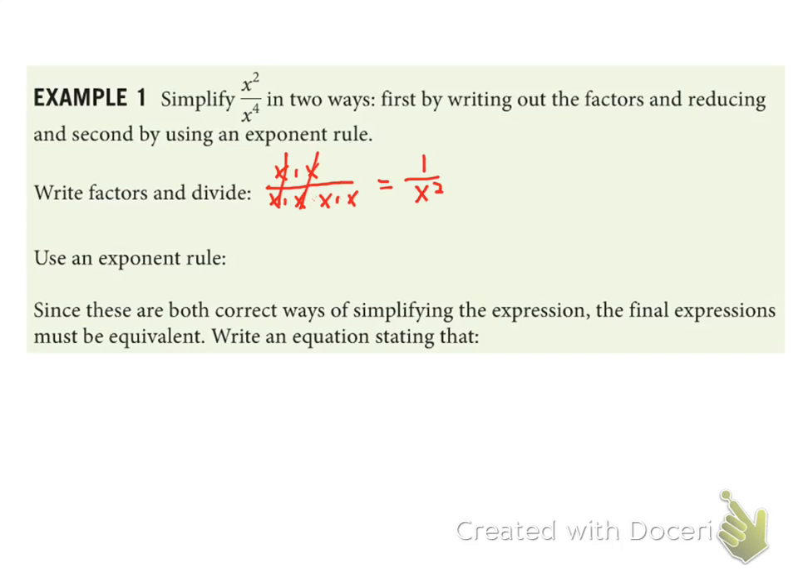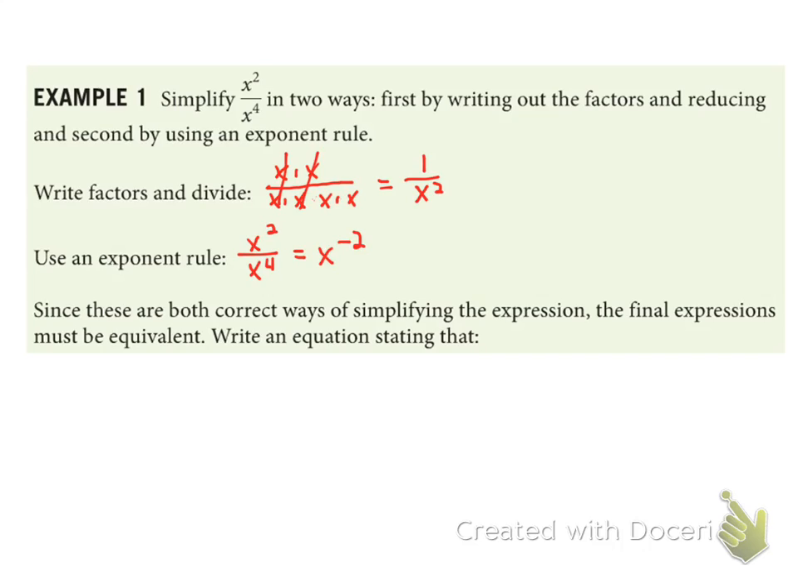Now let's use an exponent rule. X squared over x to the fourth. We have the same base of x, and we're dividing. What should we do with the exponents? Subtract them. We would end up with x to the negative 2 power.